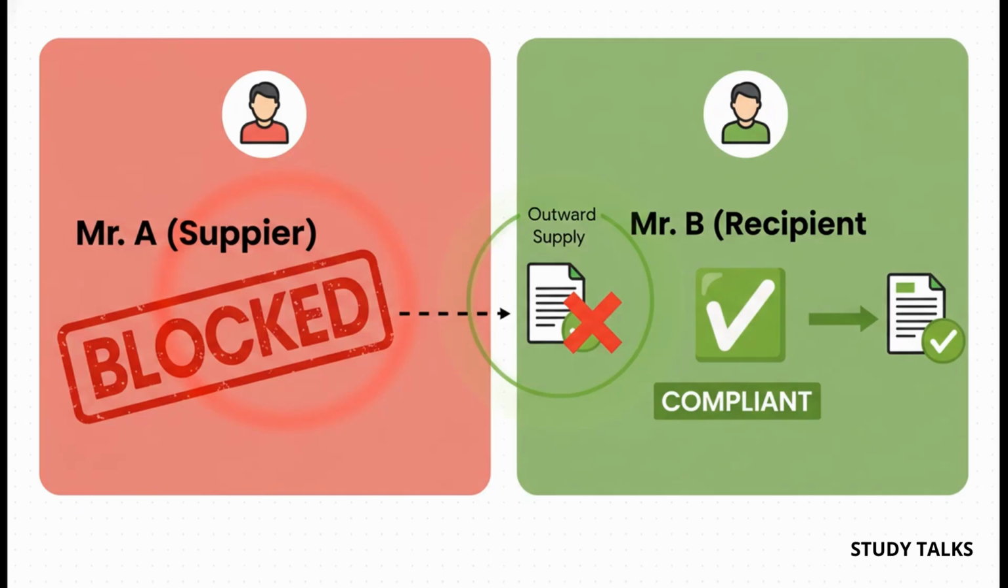Let's use an example to really lock this in. We have Mr. A in Delhi, who hasn't filed his GSTR1 for 2 months. Then we have Mr. B in Haryana, who is a perfectly compliant taxpayer. If Mr. A wants to sell goods to someone, he can't generate the e-way bill. He's blocked. But what if Mr. B is the one buying goods from Mr. A? Can an e-way bill be generated? Yes, because Mr. B, the recipient, is not blocked. He is allowed to generate the e-way bill for his own inward supply. This scenario makes it perfectly clear who the blocking actually applies to.